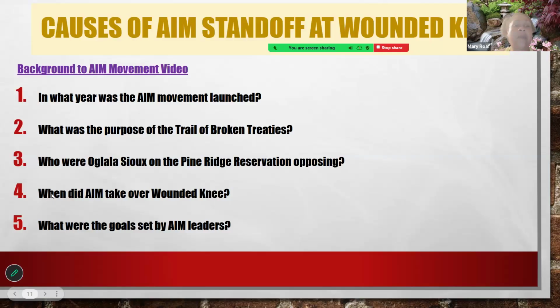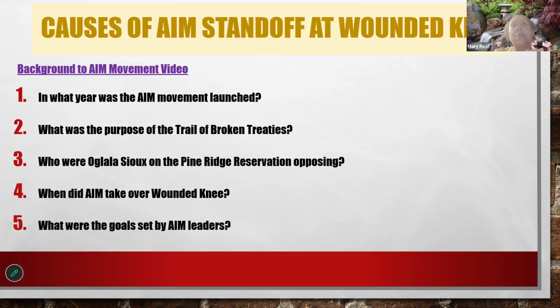Number 4, when did AIM go back full circle and take over Wounded Knee? They were completing a medicine wheel. They were completing a circle to unapologetically and unequivocally mend the harm that had been enacted to the best of their ability.